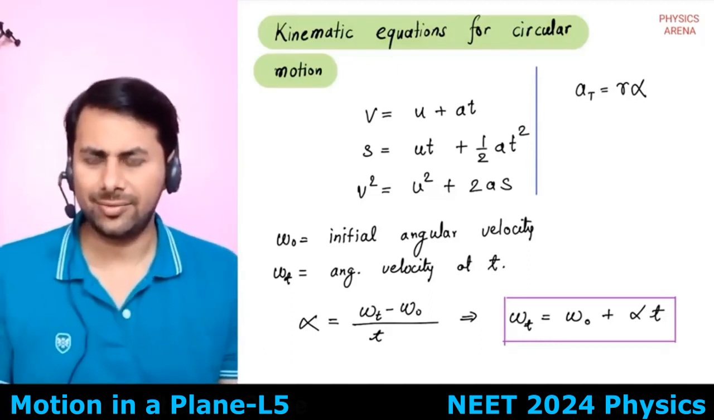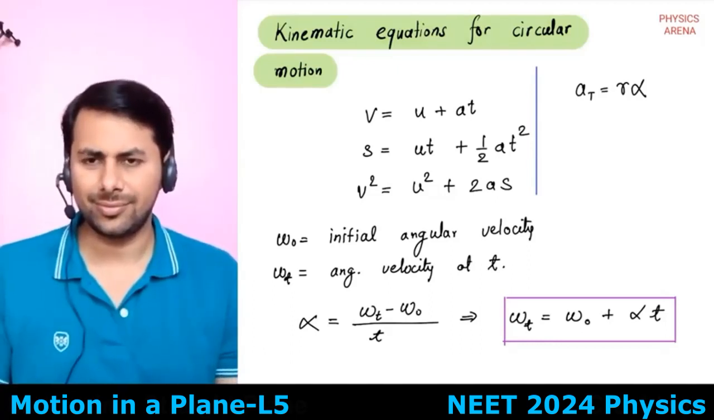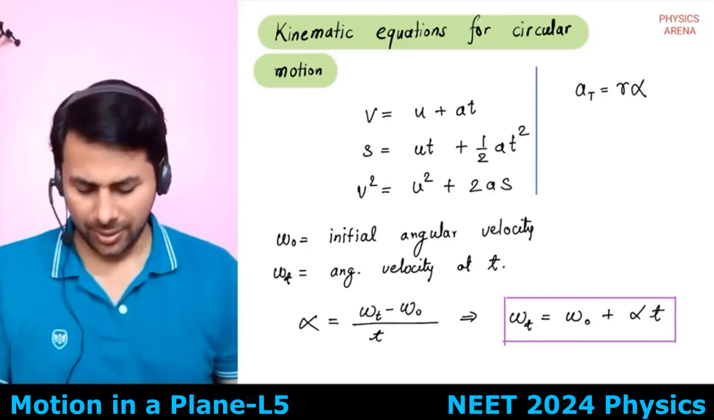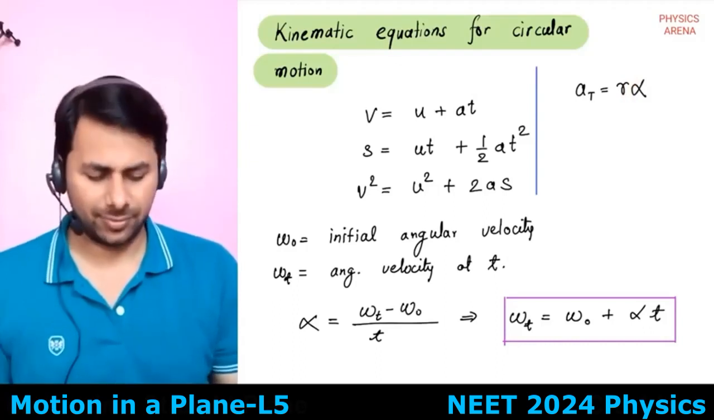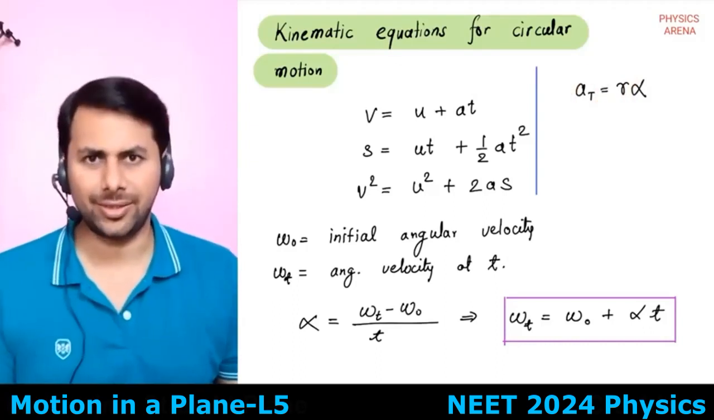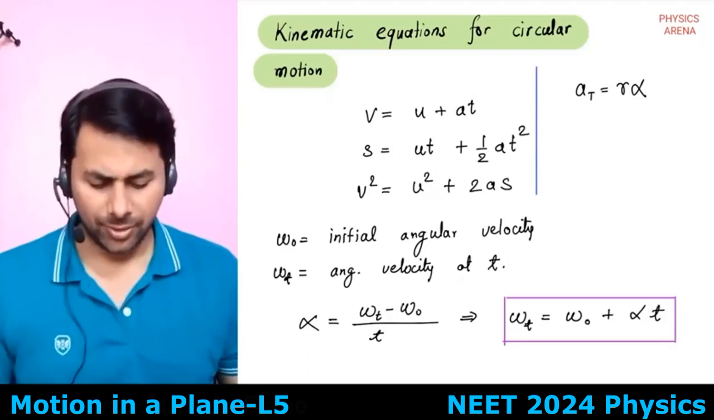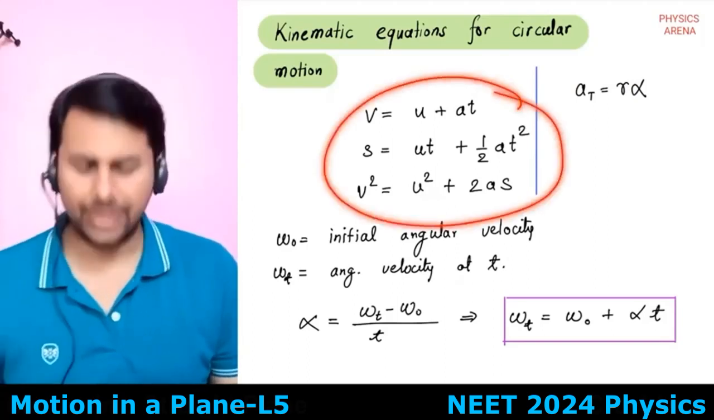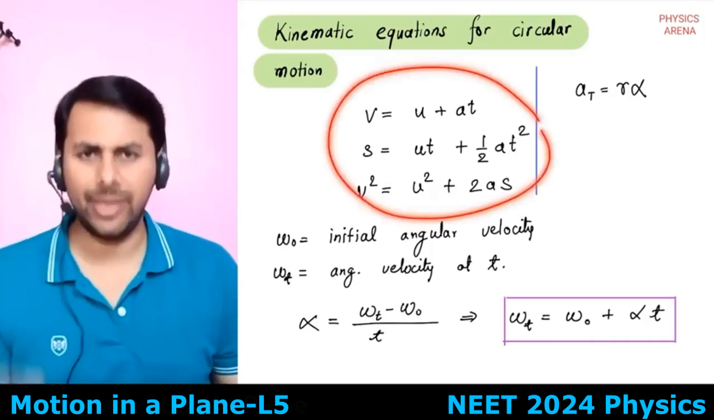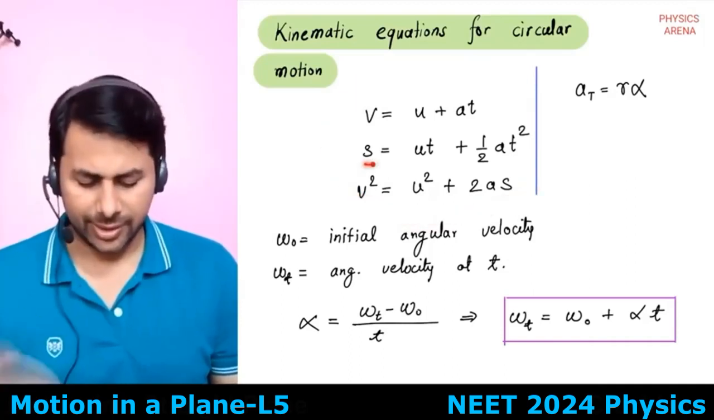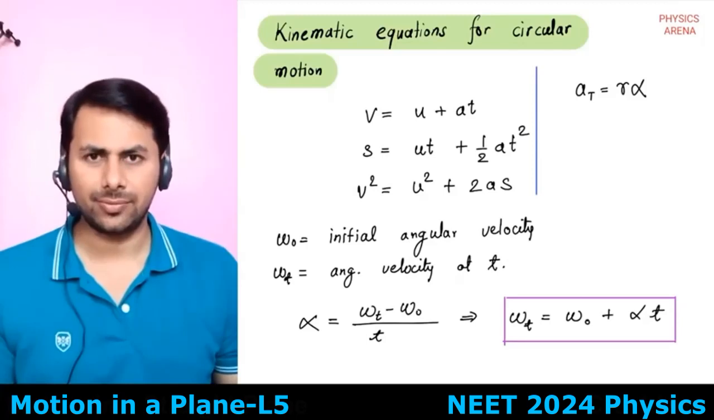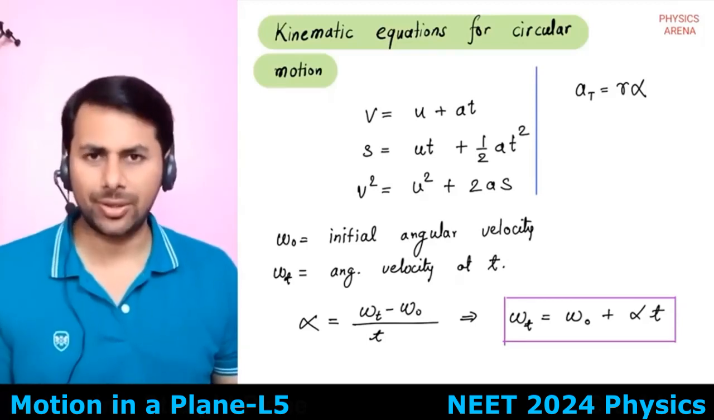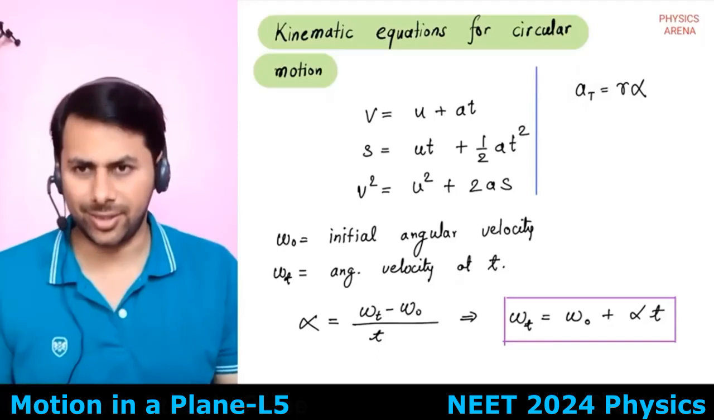Tangential acceleration, right? So if alpha is constant, which one will be constant in magnitude? It will be tangential acceleration. So if you want to use these equations for speed, or the distance covered in case of circular motion, then which acceleration should be constant? Which acceleration should not depend on time? It is the tangential acceleration.